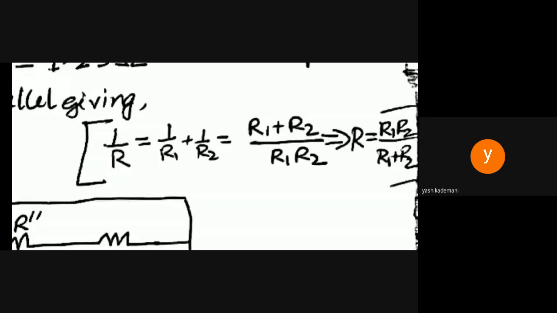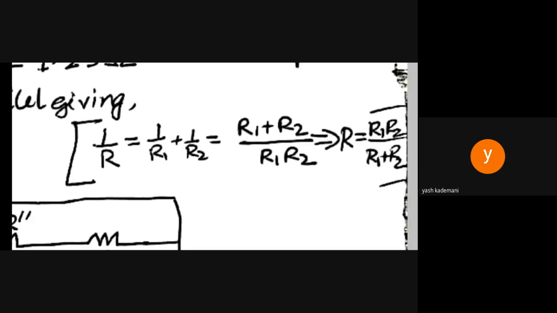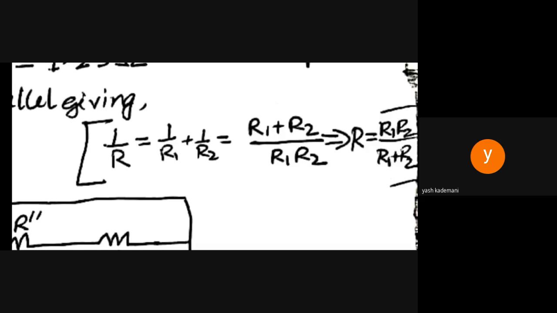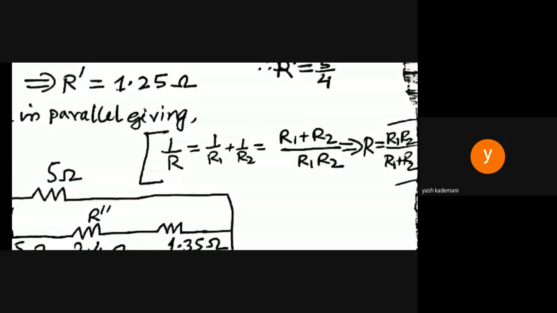So we can write 1 by R equals 1 by R1 plus 1 by R2, and that is equivalent to R1 plus R2 divided by R1 R2. So R solely, or the equivalent resistance for a parallel circuit, we can directly put as R1 into R2 divided by R1 plus R2. Are you getting it, everyone? Yes, ma'am.